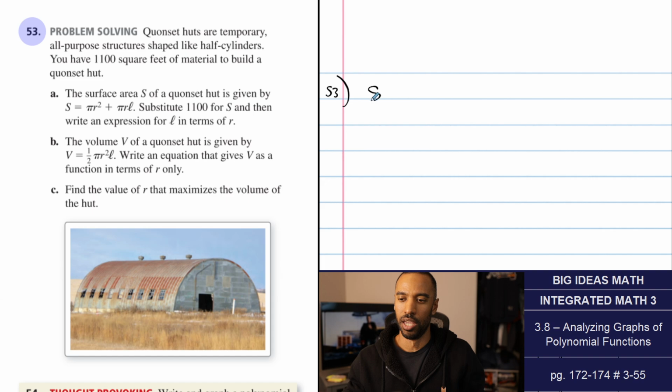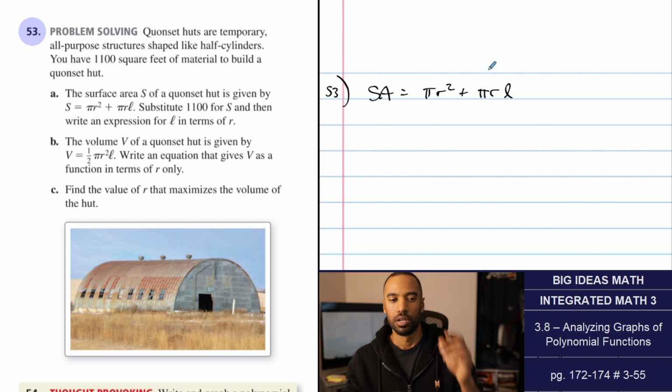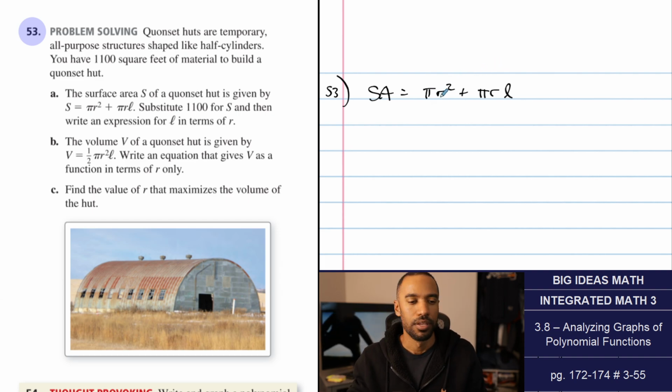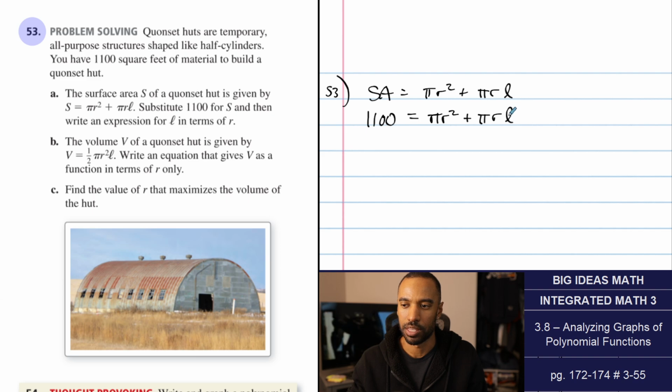All right, SA equals, I write SA instead of S. Pi r squared plus pi r L. Substitute 1100 for S, and then write an expression for L in terms of R. So what we have to do here, sorry, these are times where I should read the problem before I give it to you. We got to solve for L.